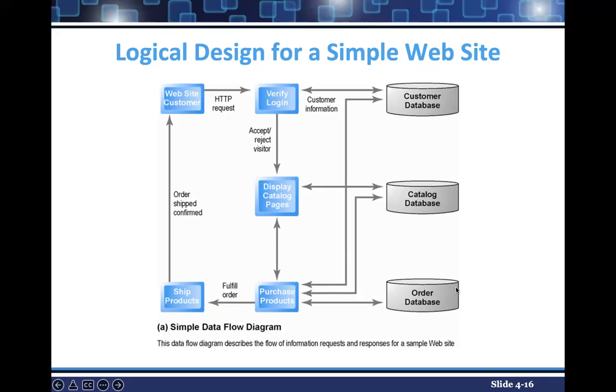From the order database here, you can see that we have to do the order fulfillment for the order that the customer made, and we keep the product in the order database. Then we need to do the order fulfillment. The products will be shipped, and then the order shipped will be confirmed, and the website customer can see it. The website customer can also do the same thing as the customer that we have: they can make the request to log in, see the catalog, order, and then we do the shipping.